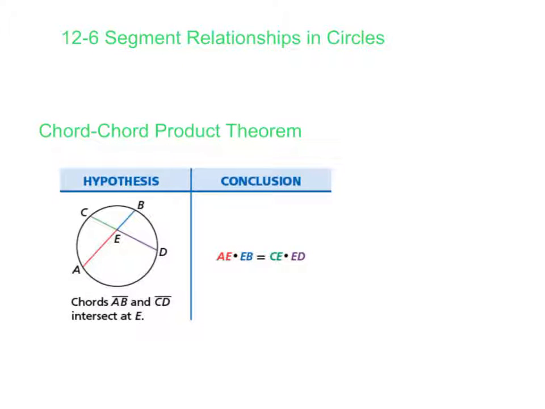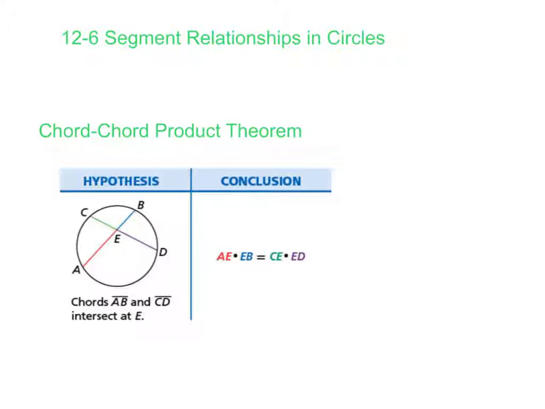This is 12-6, segment relationships in circles. Pause the video and draw out the chord product theorem, which is on the left, and the conclusion that is a result of the hypothesis. So draw this and write this out, and then hit play again to continue.